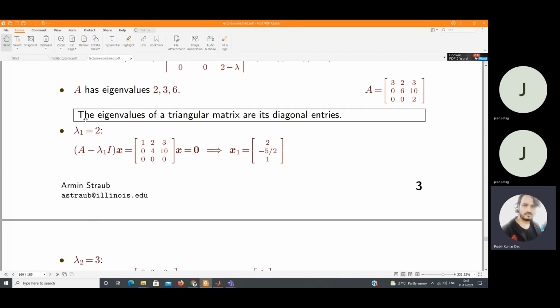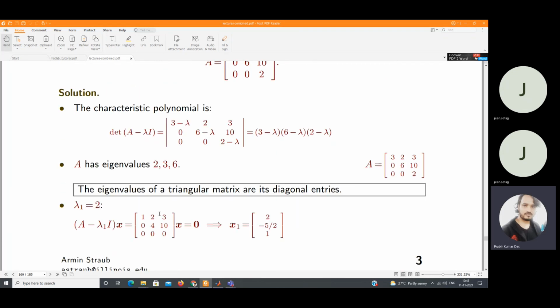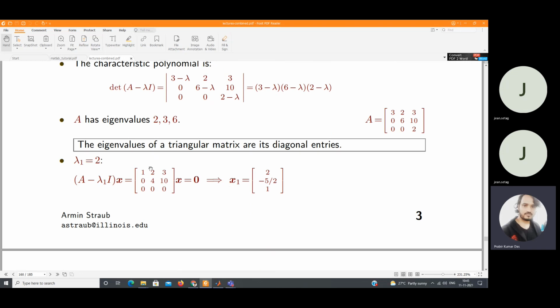This is very important. Suppose you are given this triangular matrix. You know what a triangular matrix is? It is either upper or lower triangular, where the values on one side will be 0. For a triangular matrix, it is very easy to find the eigenvalues.